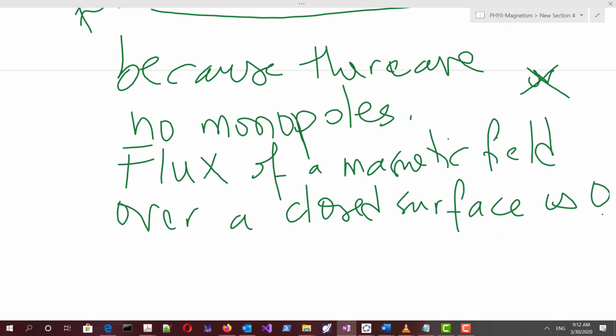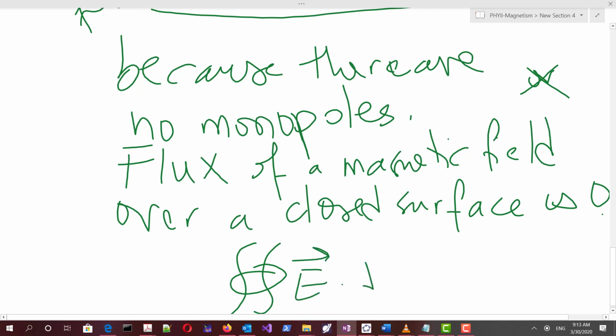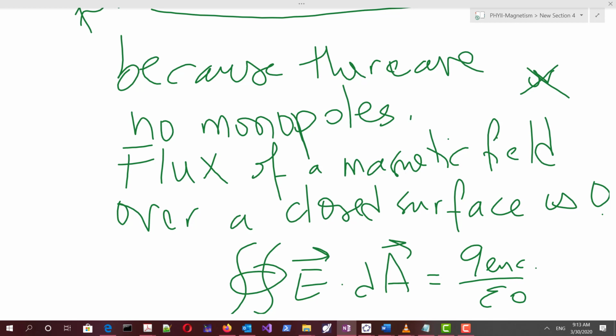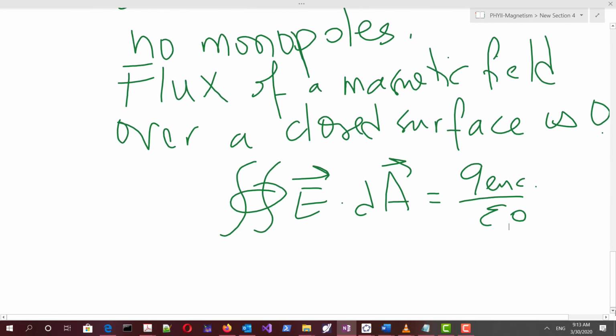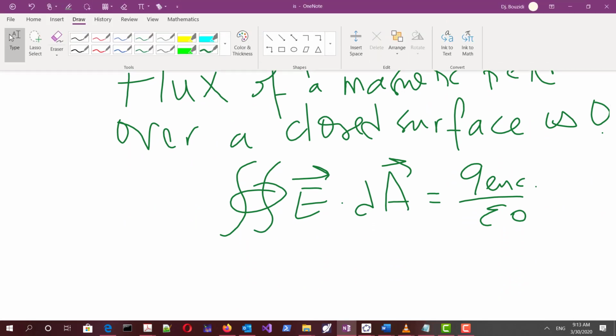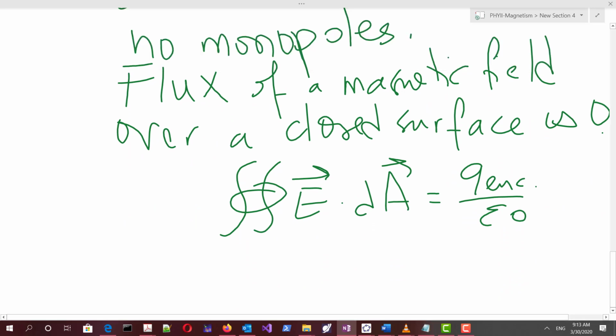That's nice. In a sense, when we dealt with the electric fields, I'm just going to connect these two points because they are very, very important. The flux of the electric field, if you remember from Gauss's law for the electric field, over a closed surface was equal to the charge enclosed over epsilon naught. And because I could isolate the positive charges or the negative charges, or some negative and some positive charges, at the end I will have some net charge which may or may not be zero. So the flux may or may not be zero for the electric field. However, for the magnetic field, it's always zero.